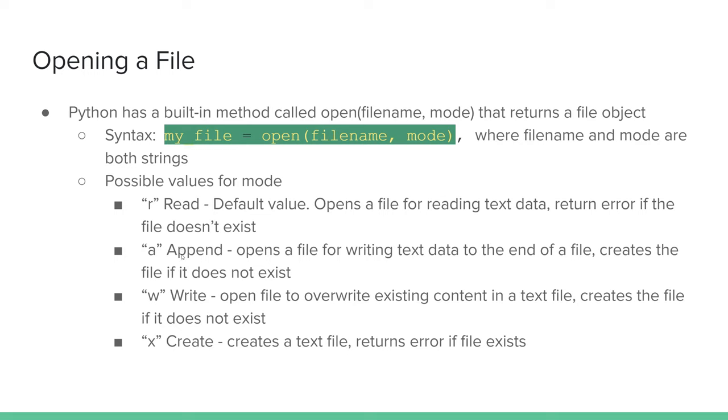A represents append. It opens a file for writing text data to the end of the file, and it creates the file if the file doesn't exist with the file name. The w is write, and it opens the file to override existing content in a text file, and it creates the file if it does not exist. Same with a. And x is for create, and it simply creates the file, and it returns an error if the file exists.